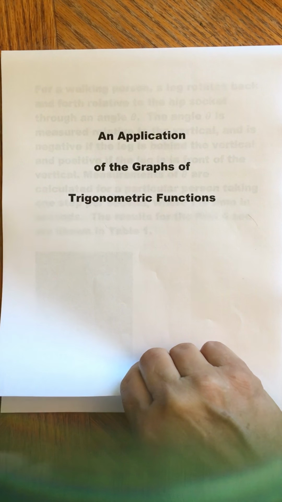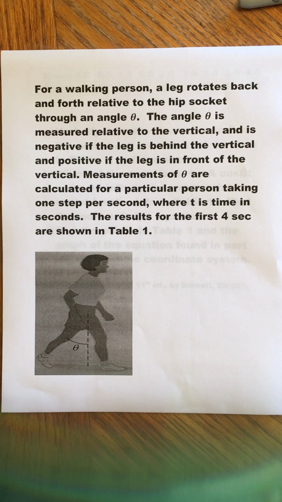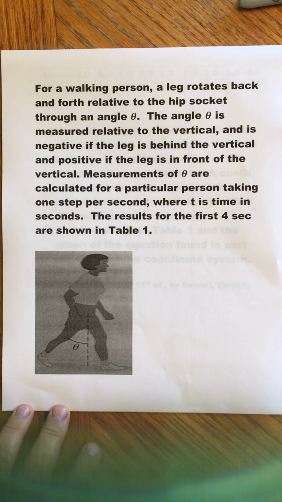Hello. So in this video we're going to look at an application of the graphs of trigonometric functions. For a walking person, a leg rotates back and forth relative to the hip socket through an angle theta. The angle theta is measured relative to the vertical and is negative if the leg is behind the vertical and positive if the leg is in front of the vertical.